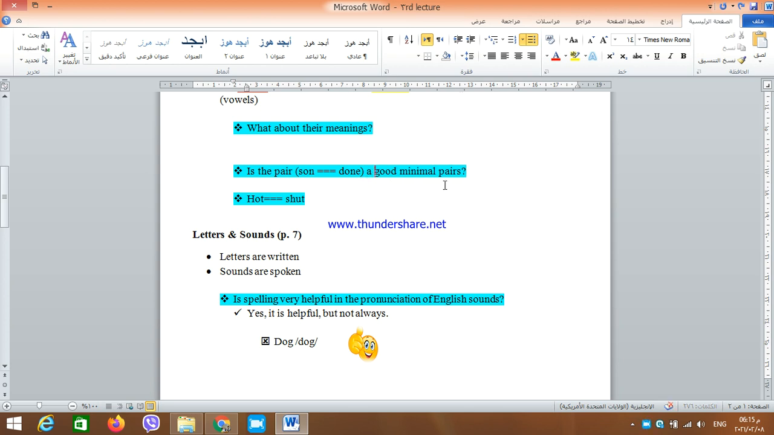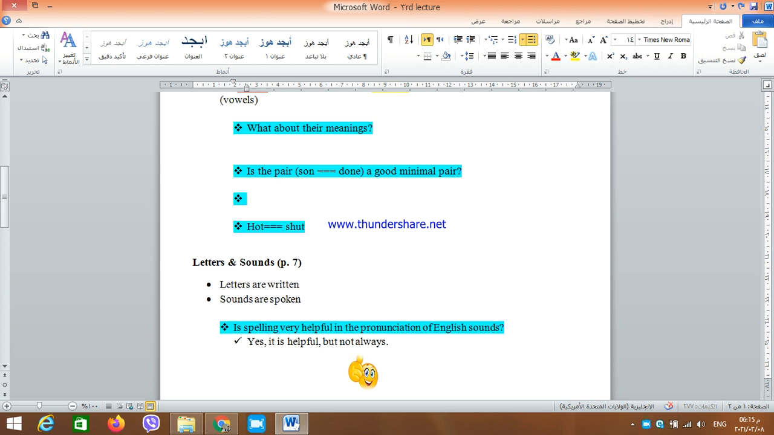Okay, is this a good minimal pair? Now let's check. We have here the word sun with how many letters? 3 letters. Correct? 3 letters. And we have the word done with how many letters? 4 letters. Okay, so can we say they are similar?